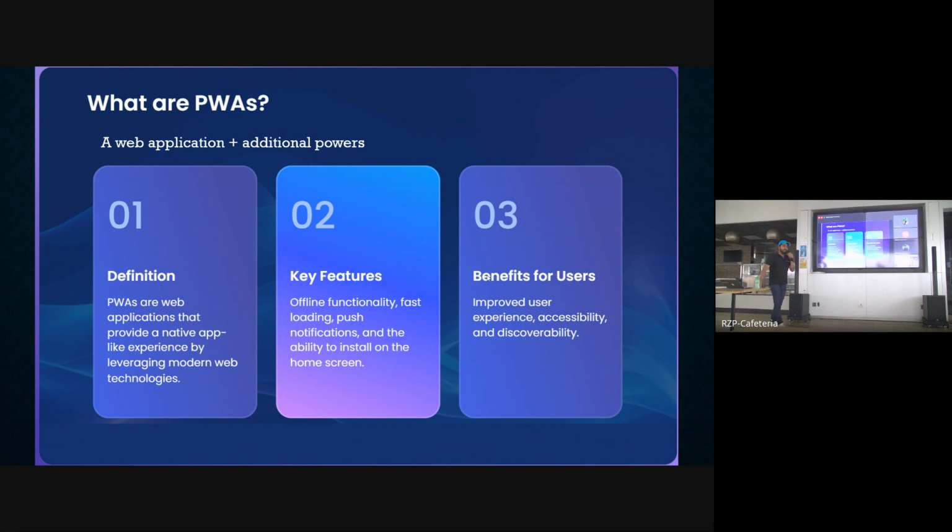Some key features are, first, offline functionality. This is the main key feature. If you're running a normal web application, you know that you can't run it when the internet goes off. But if you convert that web application into a PWA, you can run it in offline mode also. All the data can be fetched from the cache. The third point is that you can give push notifications and fast loading also.